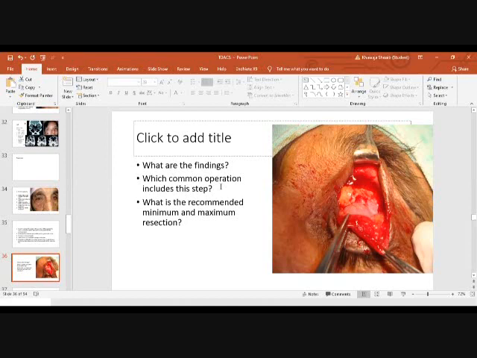What is the recommended minimum and maximum resection? If a patient comes with very mild ptosis with good levator function, how much would you excise? What is the minimum amount of levator resection? 10 millimeter. Okay, good. And the maximum is 25 millimeter. 26 millimeters. Good. So 25 to 30 millimeter is the maximum. You really should not go beyond that.